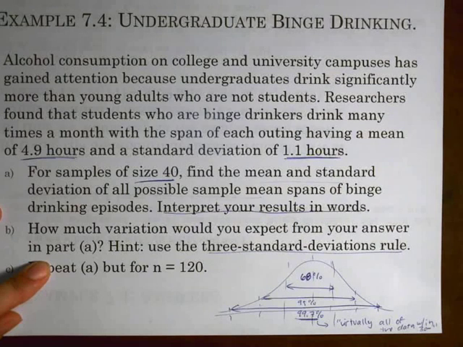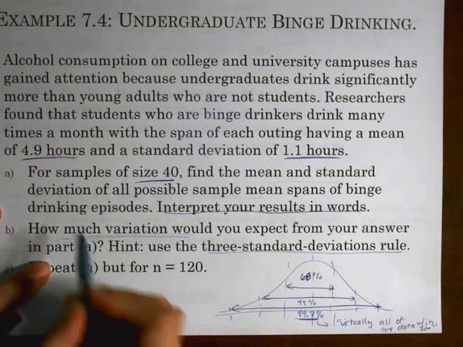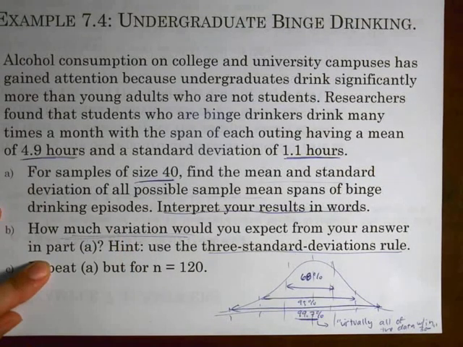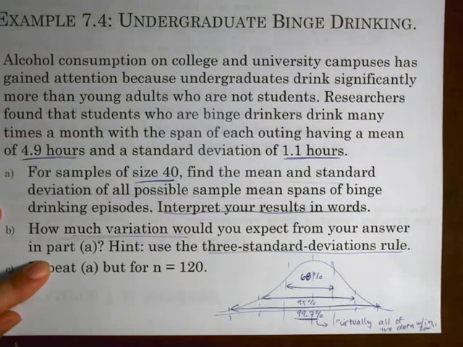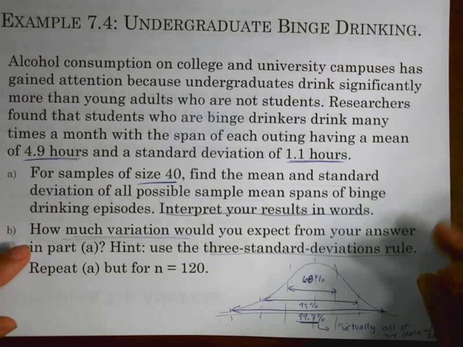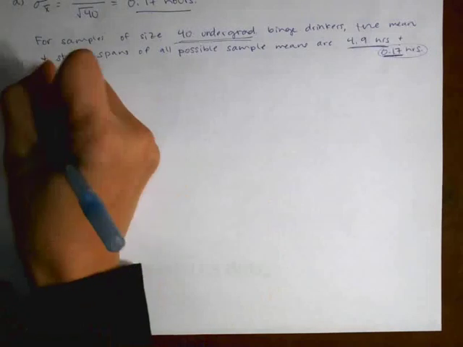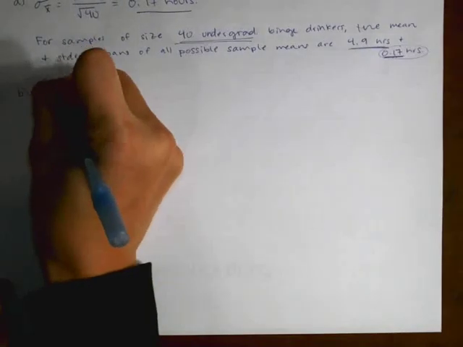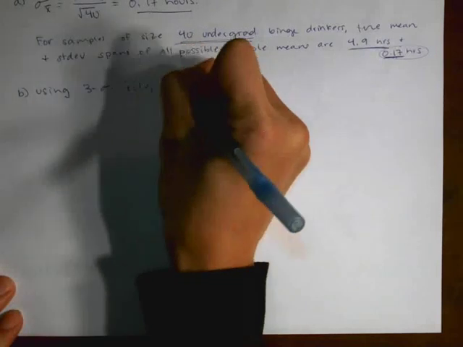the mean of all possible samples of size 40 that we could have drawn is 4.9 hours. But if we just randomly pick one of those samples of size 40, how much variation do we expect in that? How far away from 4.9 could we be? How wrong could our sample mean be in estimating this population mean of 4.9 hours? So let's use the 3 standard deviations.